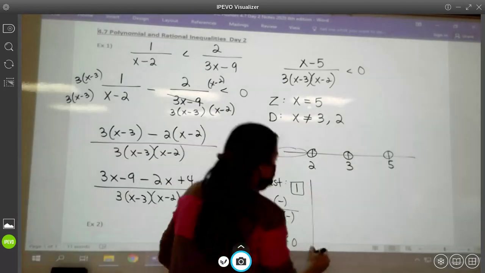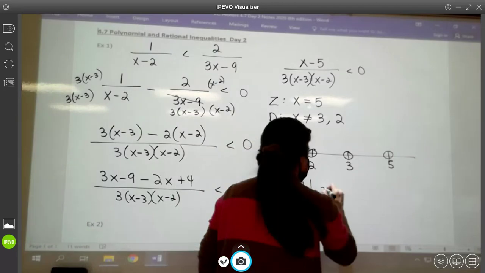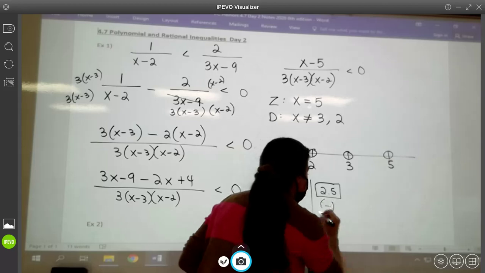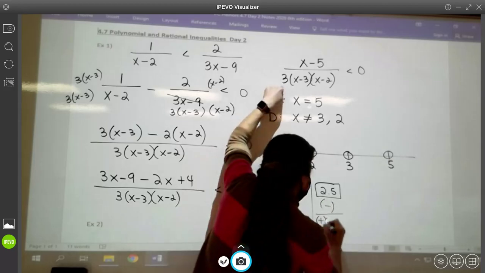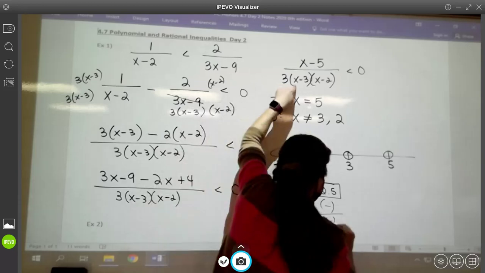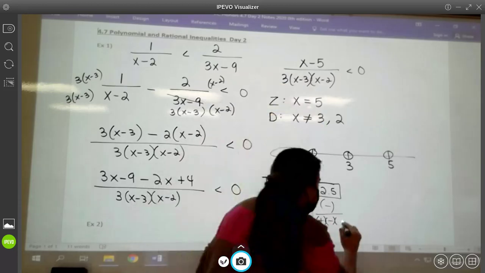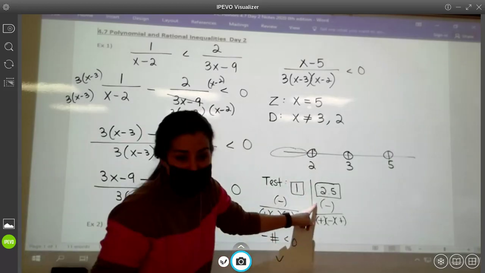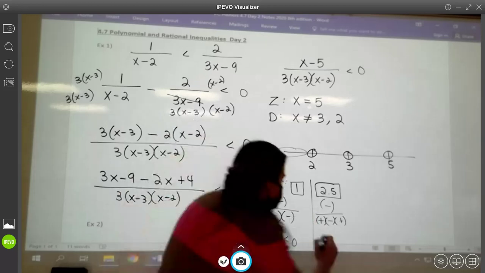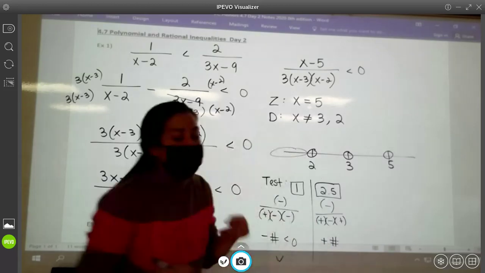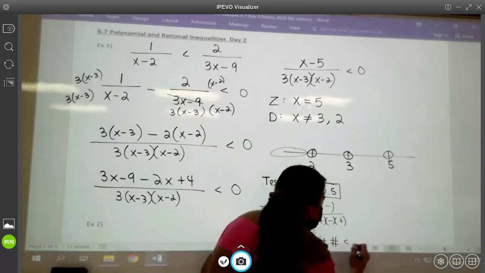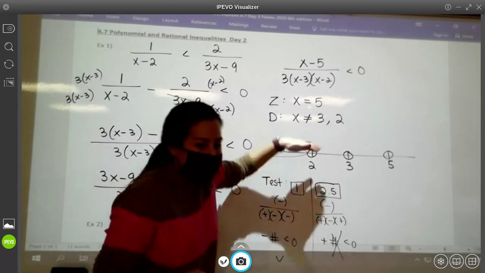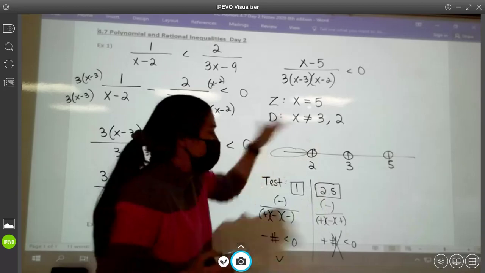All right, let's go here. Now I'm going to test, I guess, 2.5. All right, 2.5, that's going to be negative, positive. 2.5 minus 3 is going to be negative, and then 2.5 minus 2 will be positive. So guys, that's going to be a negative over a negative, and then that's going to end up as a positive number. Will a positive number make this statement true? Will a positive number be less than 0? No, these are bad guys. And again, there wasn't that bounce at that multiplicity, that even multiplicity here, so it should change sign.